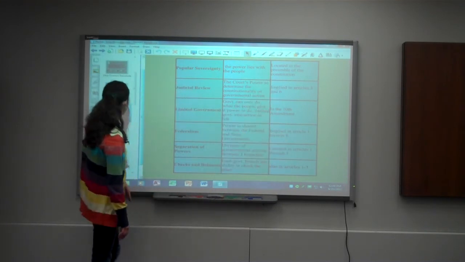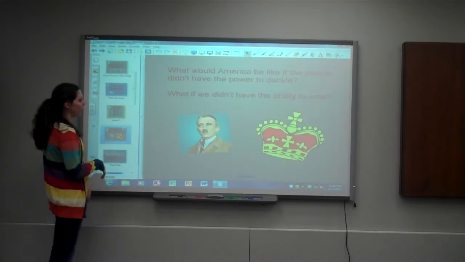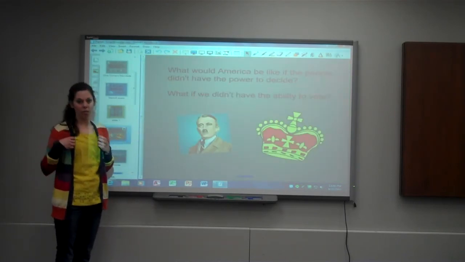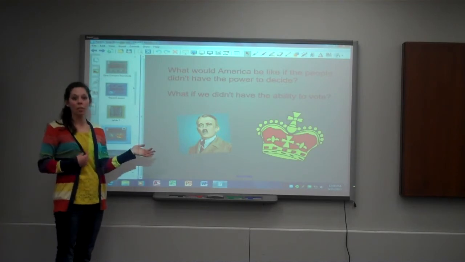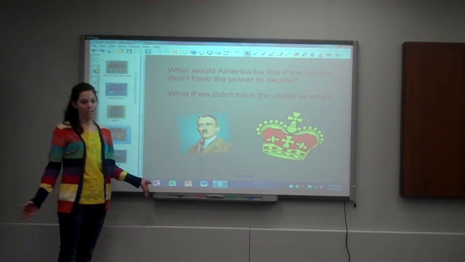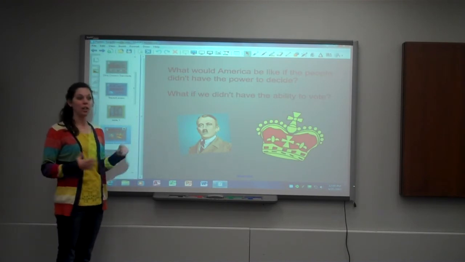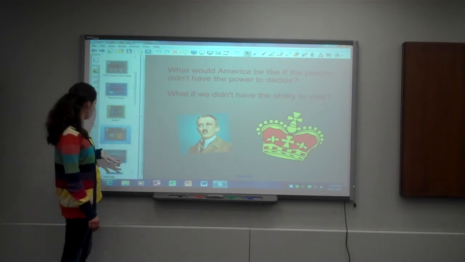I'm not going to go over which articles they're in because that's going to take way too long. But this is an open question I would ask the class: what would happen if we didn't have a constitution? What would our government be like if we didn't have the right to vote? We'd probably be like a monarchy or under an authoritarian government that made all of our decisions for us.